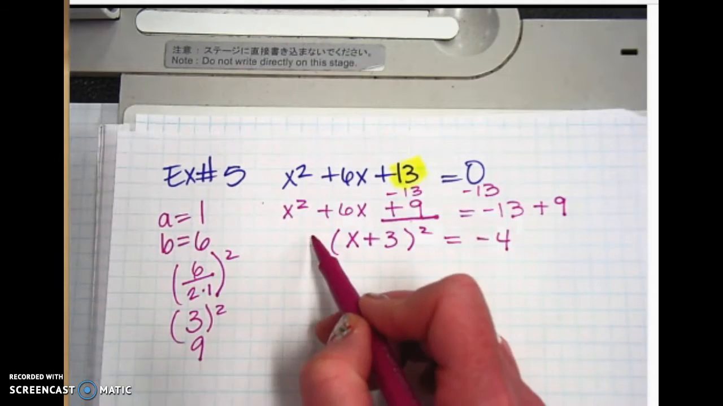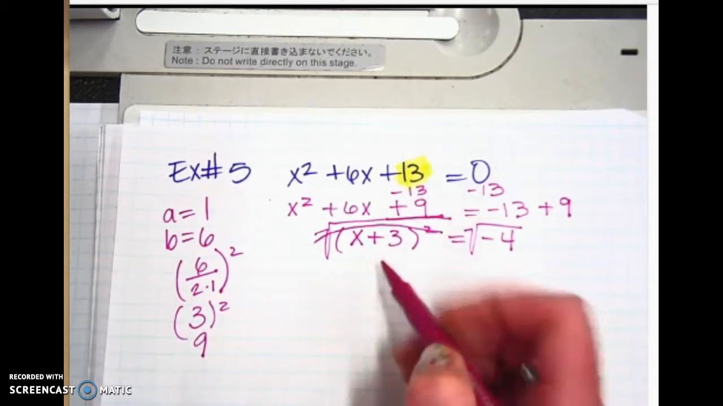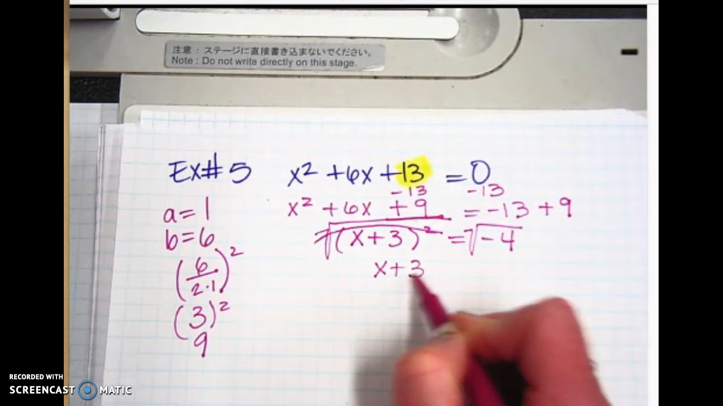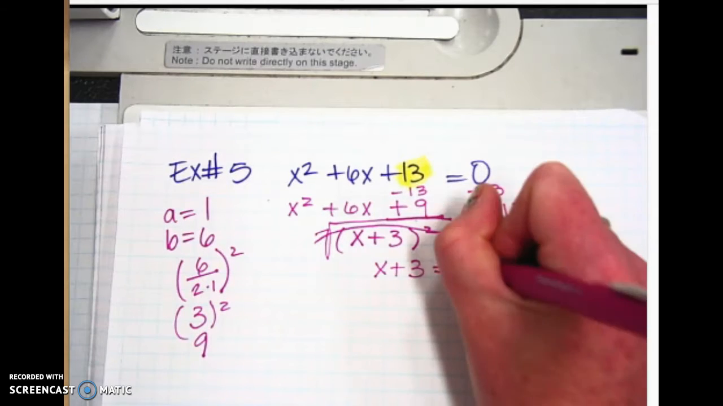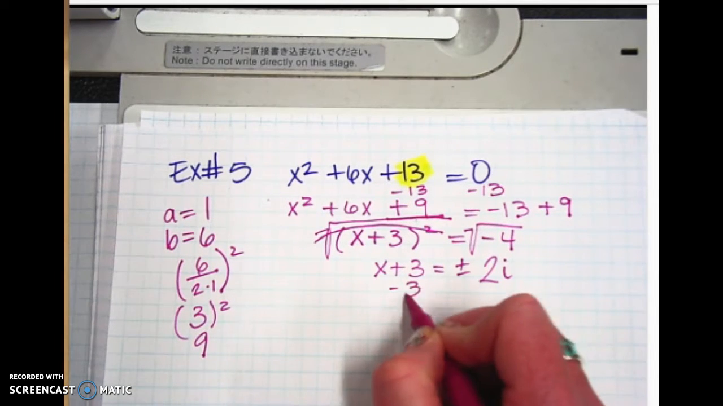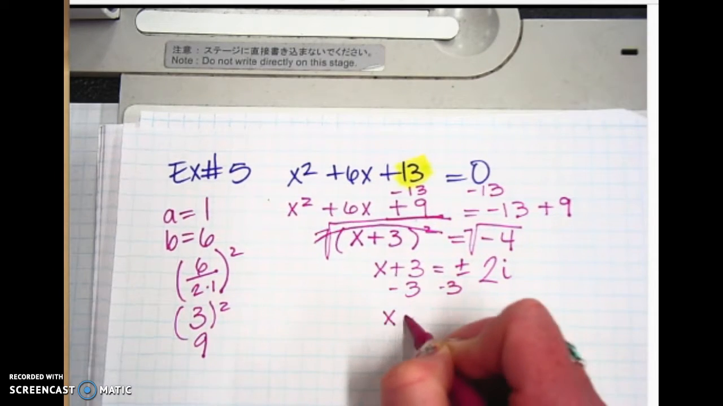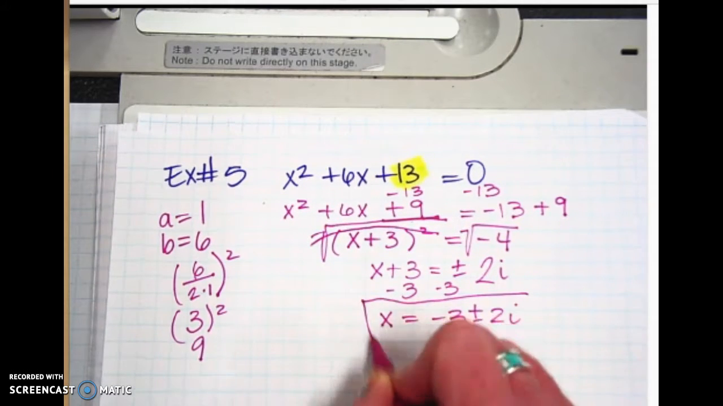Inverse operations say to take the square root. These are inverse operations, so we're left with x plus 3 on the left. And then on the right, we have the square root of negative 4. What's that? 2i. Add the plus or minus, right? And then just subtract 3 from both sides. So you get x equals negative 3 plus or minus 2i. Final answer.